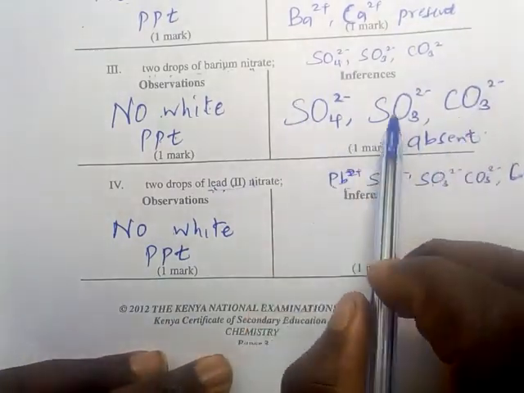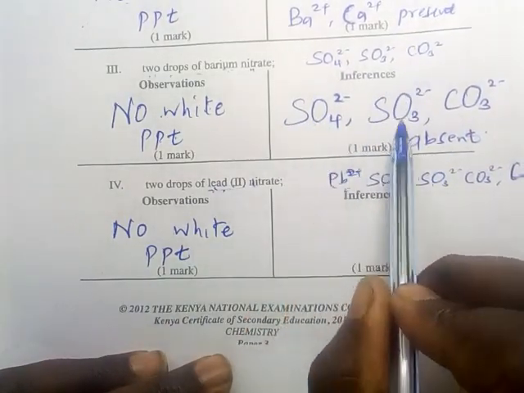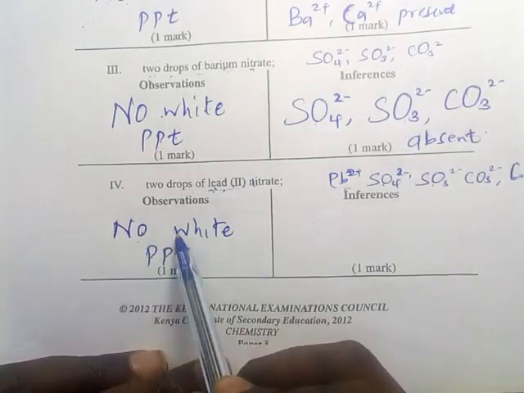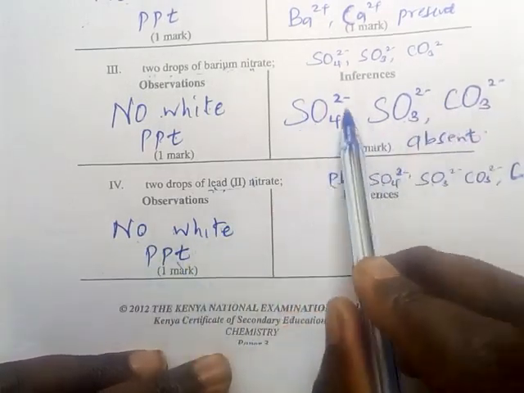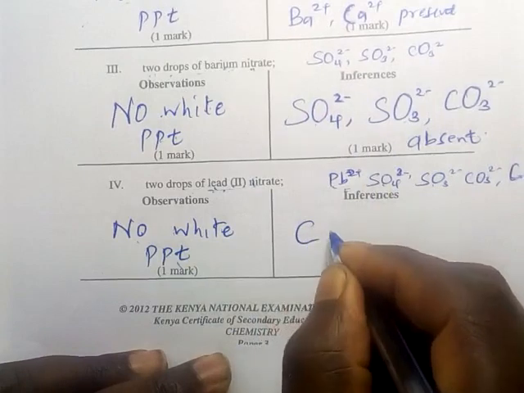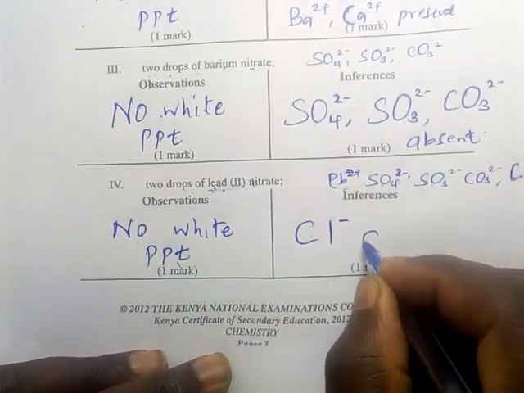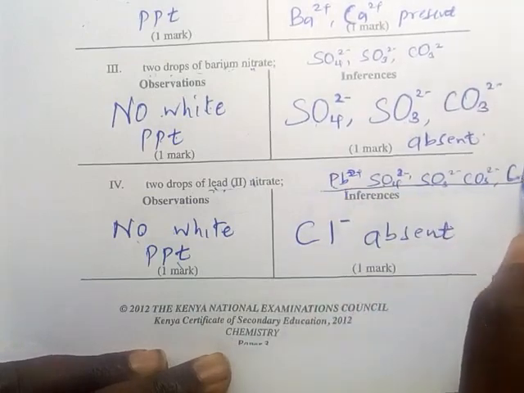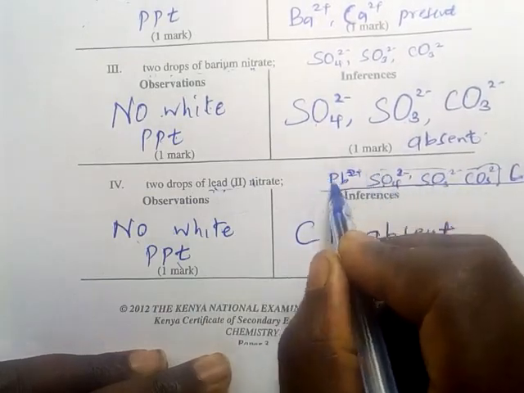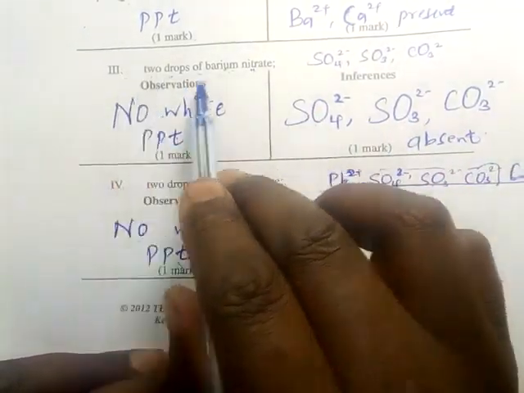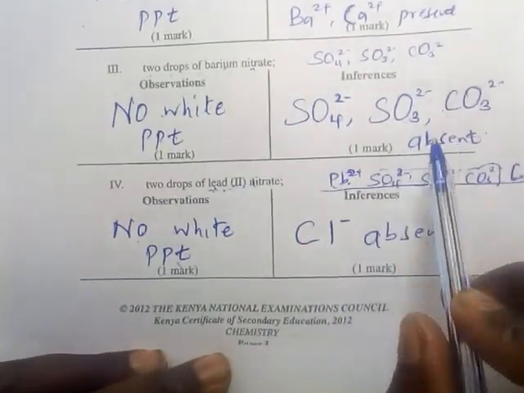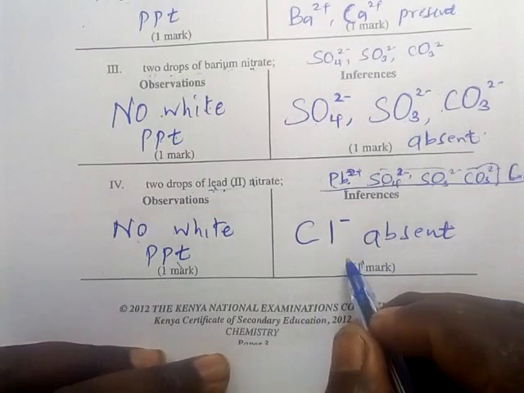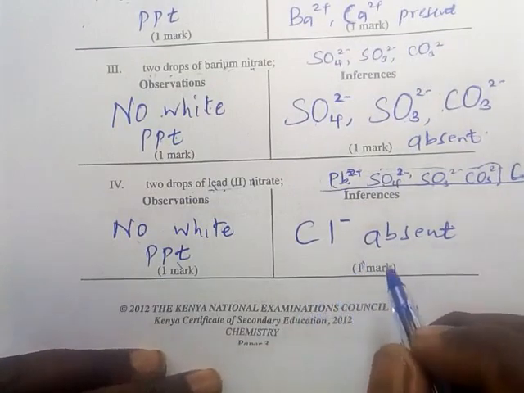But from our previous test we said sulfate and sulfite are absent, and yet there is no white PPT. We are not going to repeat this one. Therefore, it means that the chloride ions are absent. We are not going to write any of the carbonate or sulfate, because in the previous Roman 3 we said it is absent. You don't repeat it here. If you repeat, it is considered a contradiction kind of answer.